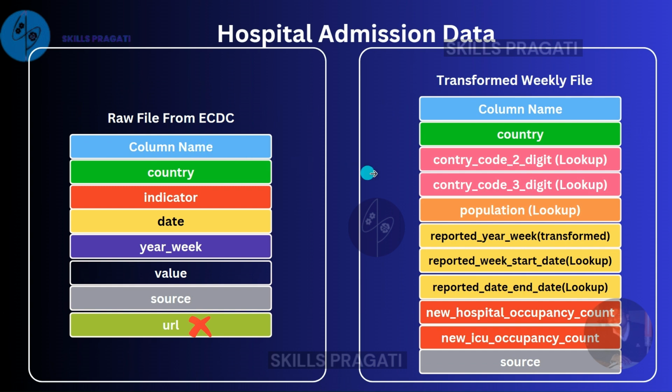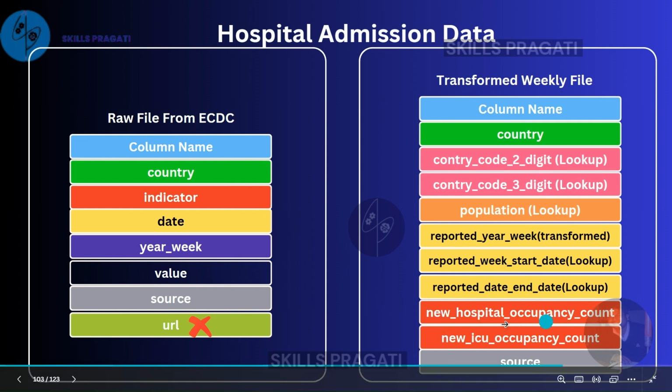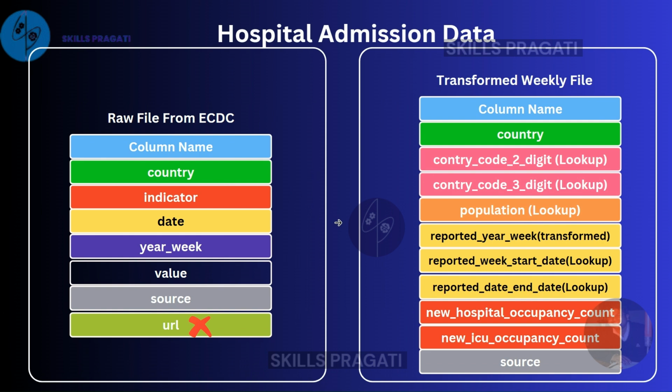And for the weekly file, we would do similar sorts of things. So here we would take the country and keep it as country, and then look up to get the 2-digit, 3-digit codes and the population for the country from the lookup table. And in this case, instead of the date, we'll take the year week and rename that to reported year week. And the indicator and the value for the indicator will be used to derive these two columns here, which are the new hospital occupancy count for the week and the ICU occupancy count for the week, and we'll carry the source through and remove the URL. So those are the changes we need to do to the file so that it's transformed and good enough to be used for any reporting or any kind of data analysis purposes.